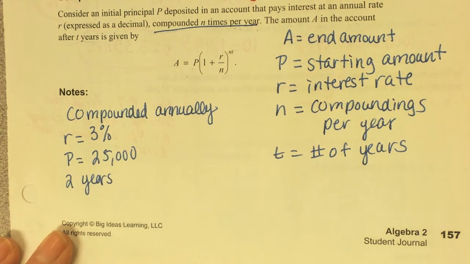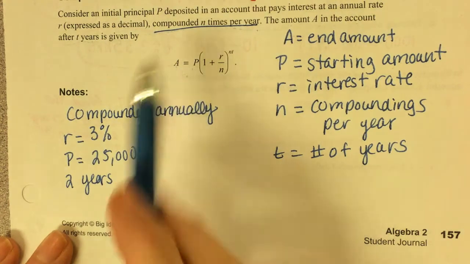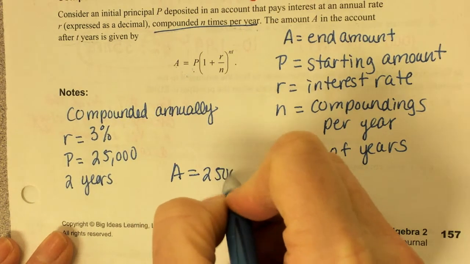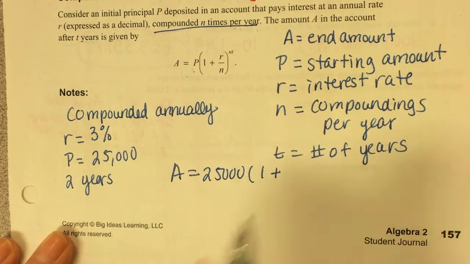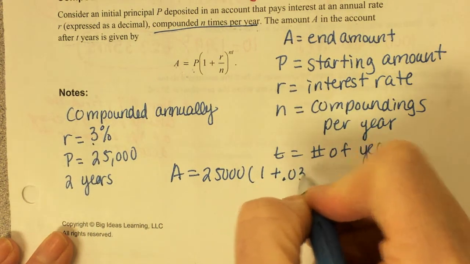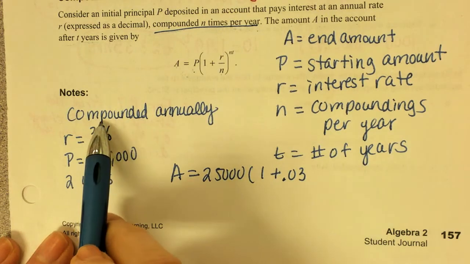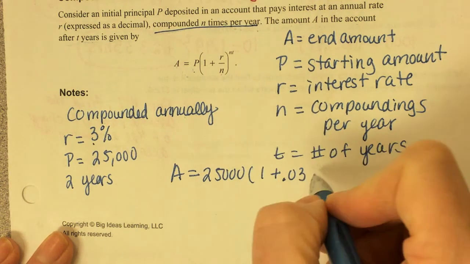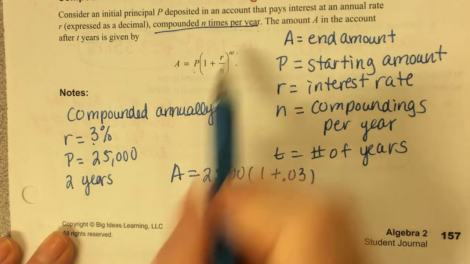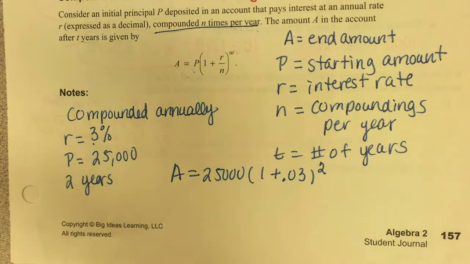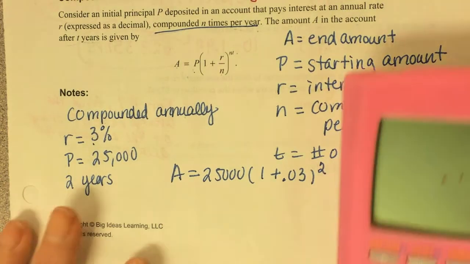Okay, so let's see how much money we're going to end up with then. So A is going to be our end amount that we're going to have. P is our principal, which is $25,000. It's 1 plus our interest rate, which is 3%, so this is just 0.03. Because N is 1, because it's only getting compounded once per year, I don't have to worry about dividing this by anything. And then it's raised to the 1 times the number of years, and we've got 2 years. All right, so this is what we're going to put into our calculator to find out how much money we're going to have. Let's put that in there and see what happens.